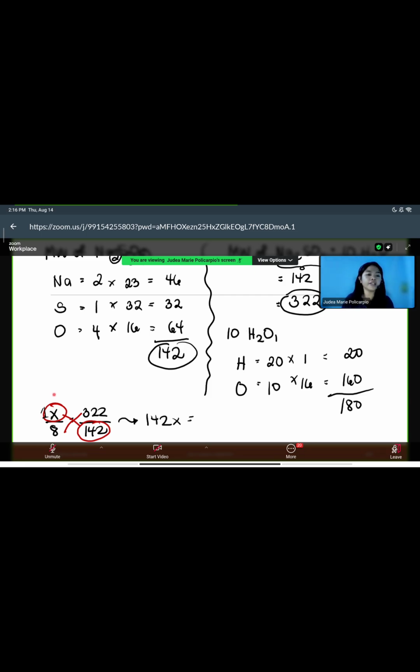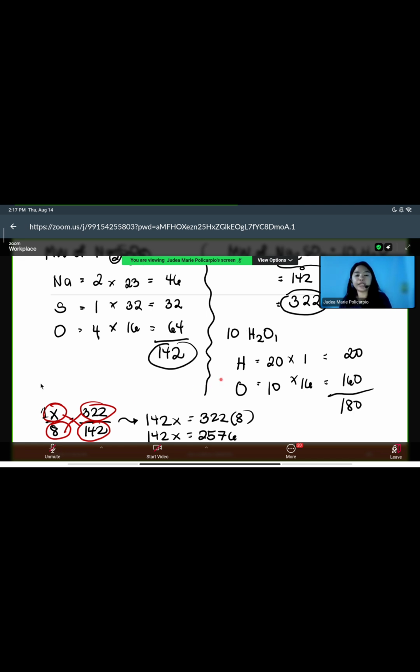Okay? And then, yung kabilang side naman, we have what? We have 8 times 322 on the right side of the equation, or you can also say it's 322 multiplied by 8. And what is 8 multiplied by 322? That would give us 2576. So, lagay natin in here: 142 times x is equal to 322 times 8, that would give us 2,576.